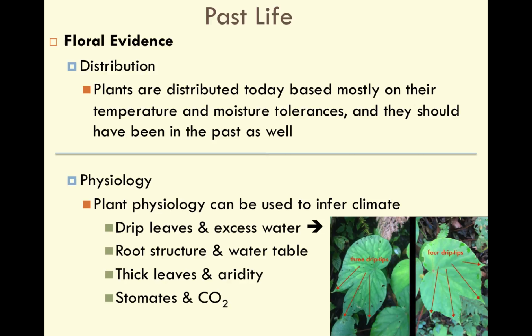Stomates are where gases are exchanged and where evaporation happens within the plant. So therefore, if there's a lot of CO2 around, over time, the evolution of the plant will be to lose stomates because they don't need as much exchange. They don't need to be pulling as much CO2 in because the concentrations are higher. So high concentrations of CO2 typically have plants with less stomates.